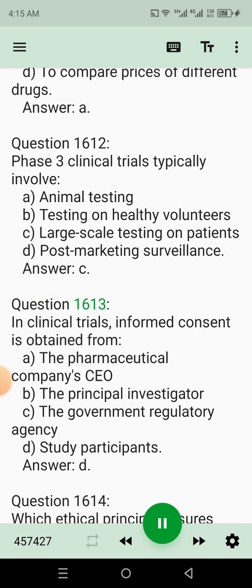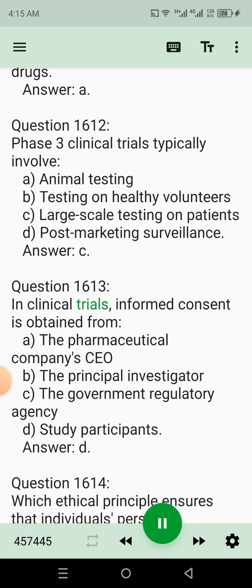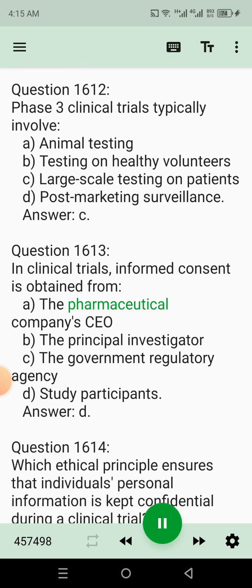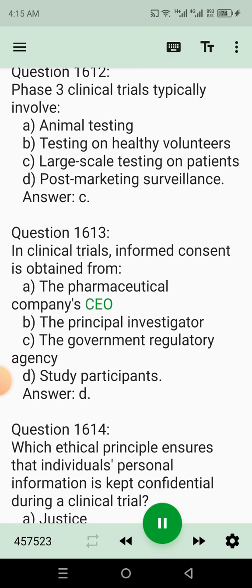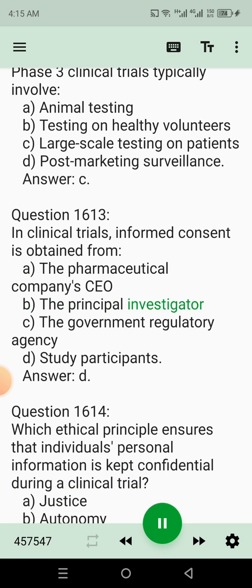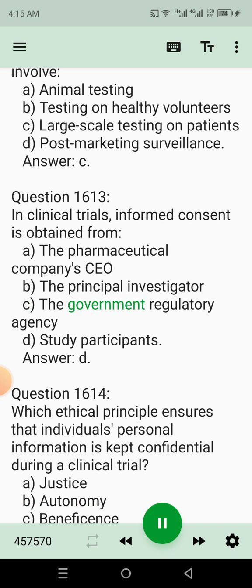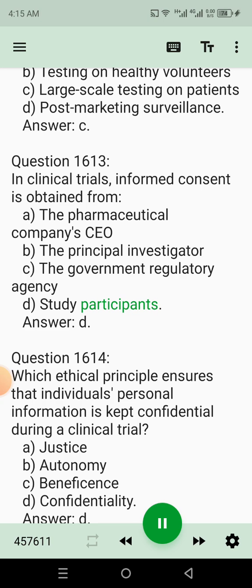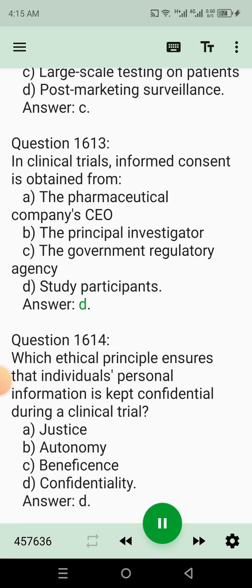Question 1613. In clinical trials, informed consent is obtained from A. The pharmaceutical company's CEO. B. The principal investigator. C. The government regulatory agency. D. Study participants. Answer: D.